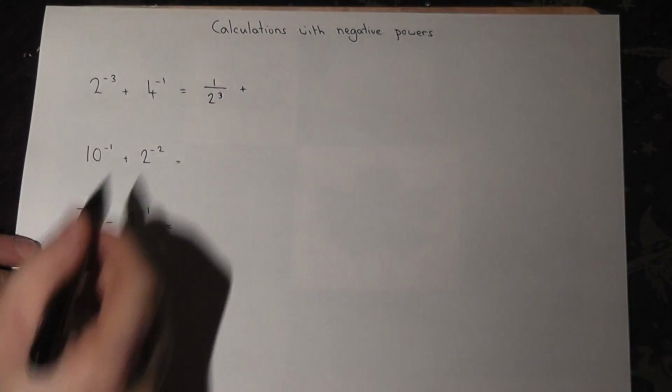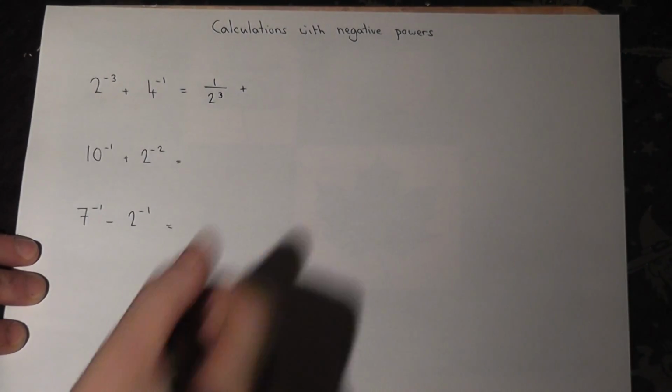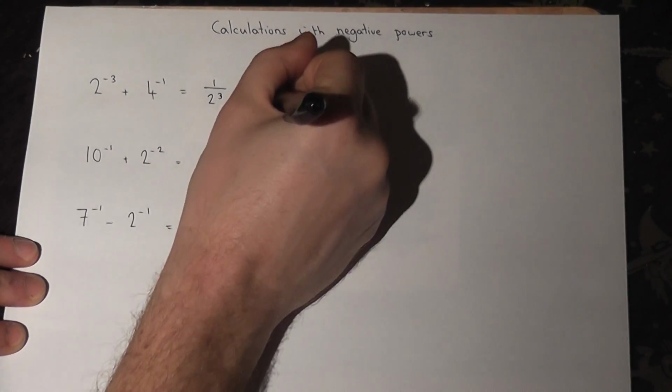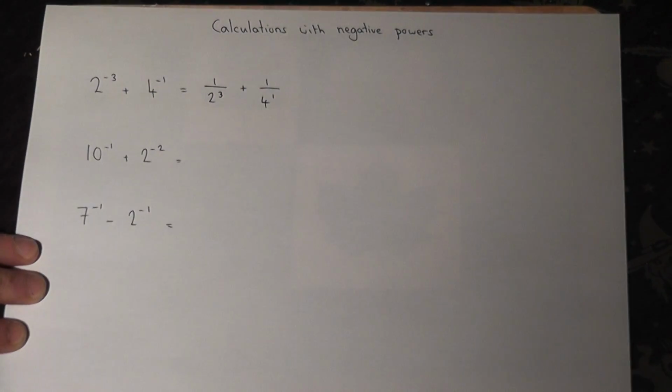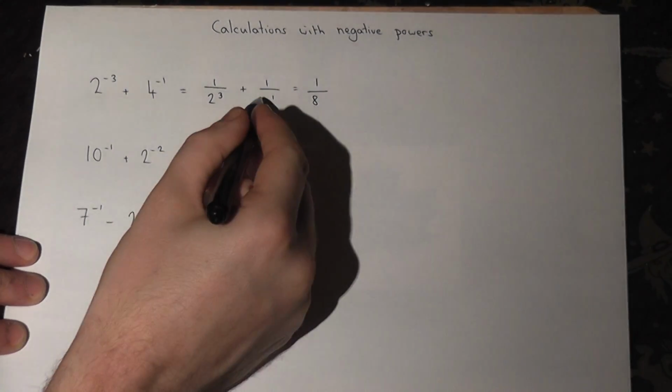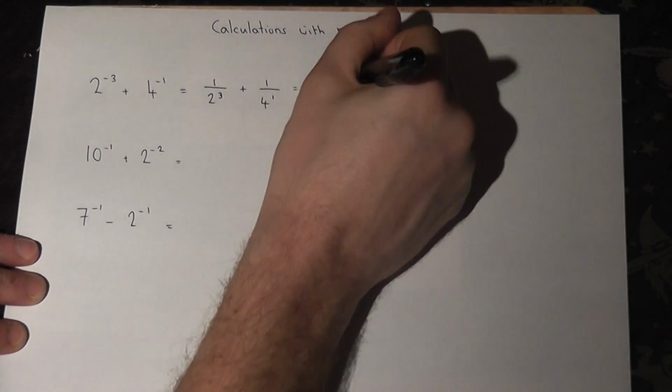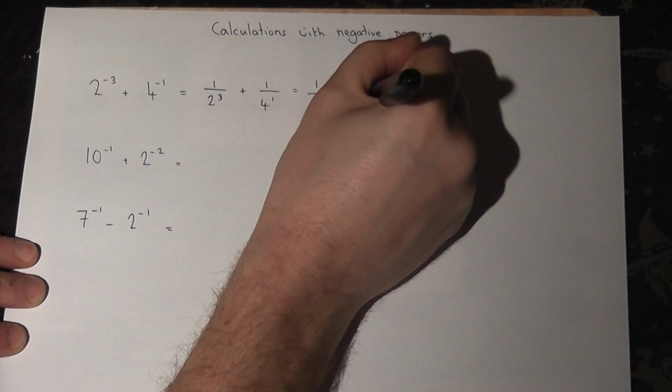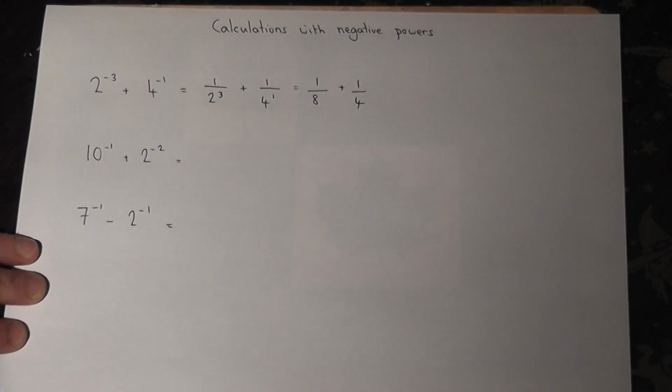And 4 to the power of minus 1 just means 1 over 4 to the power of 1. Now 2 cubed, 2 times 2 is 4, times 2 is 8. So it's 1 over 8. And 4 to the power of 1 is just 4. So they become two unit fractions, 1 over 8 plus 1 over 4.